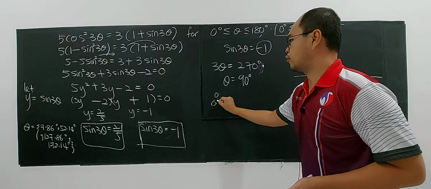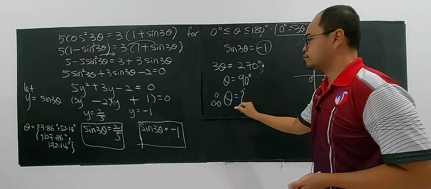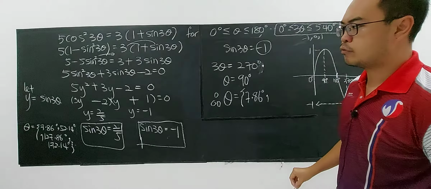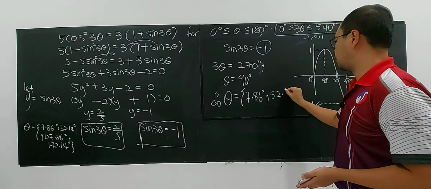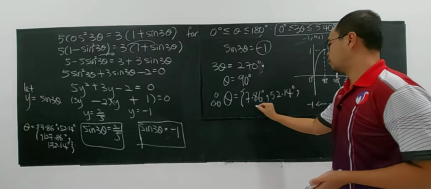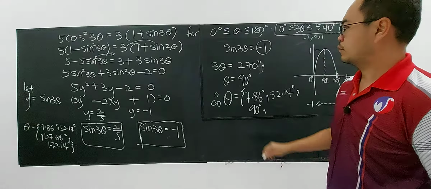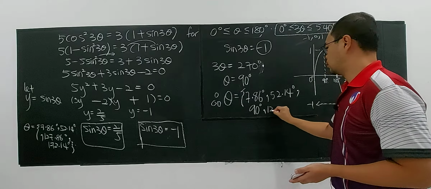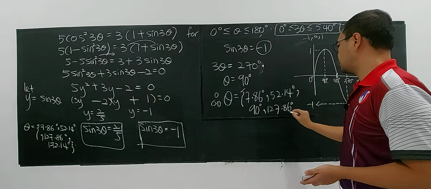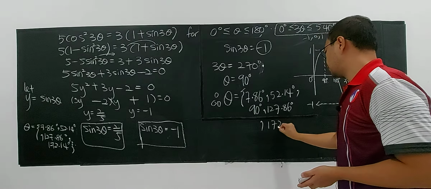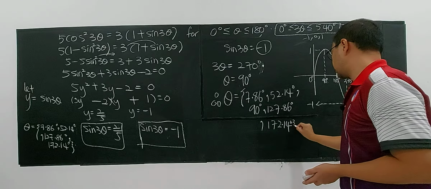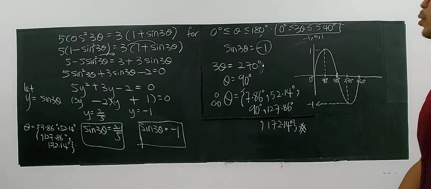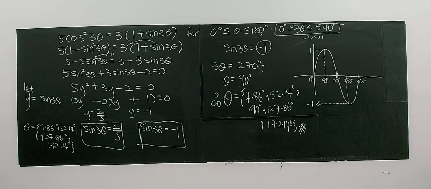So then I finalize. Therefore, the solution for this problem will be, the smallest one will be 7.86 degree, followed by 52.14 degree, followed by 90 degree, from here, and followed by 127.86 degree, and finally 172.14 degree will be the solution for this problem here. Alright, so hope you understand.